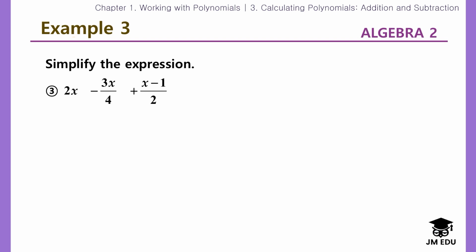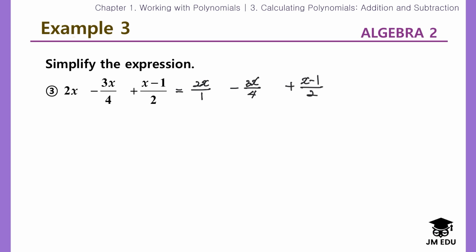Number 3, we have 2x minus 3x over 4 plus (x minus 1) over 2, right? These two expressions are in fraction form, but this is not, right? Then rewrite this expression in fraction form. 2x in fraction form is 2x over 1, right? So let's rewrite 2x as 2x over 1, and we have minus 3x over 4, and plus (x minus 1) over 2.